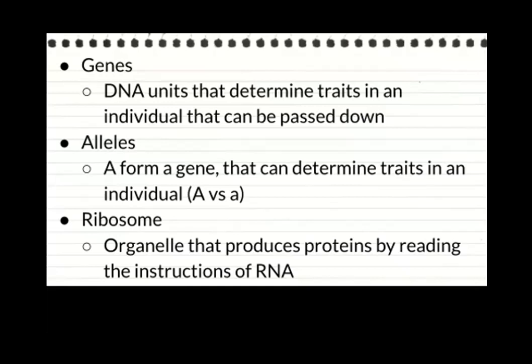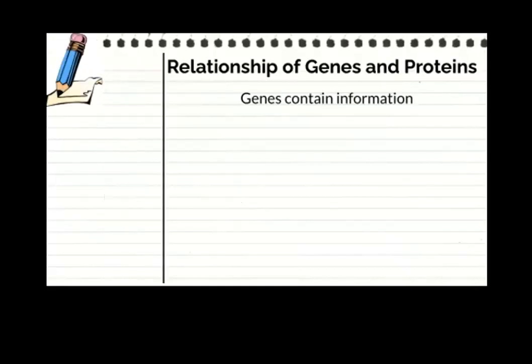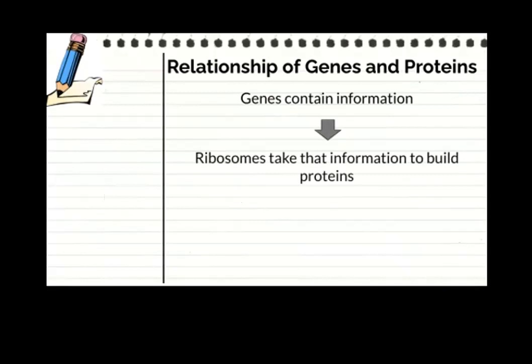But before we do that, a little reminder of how these are related. Genes have the information, they give that to the ribosome to make the protein, and then that protein is what gives you your traits, okay? Questions on this?